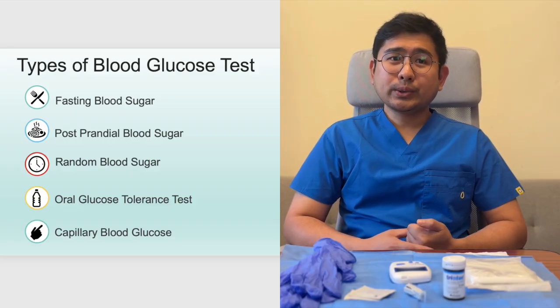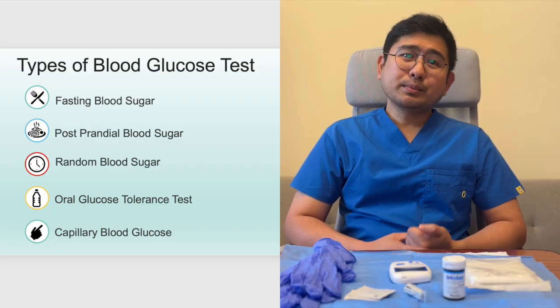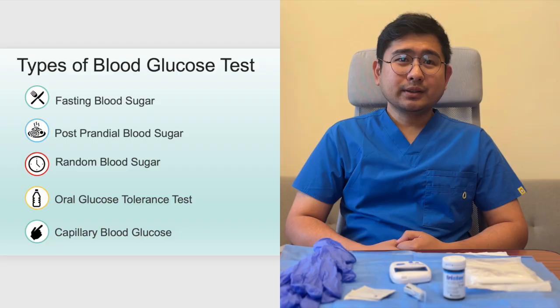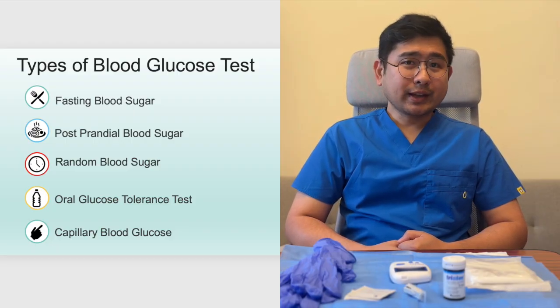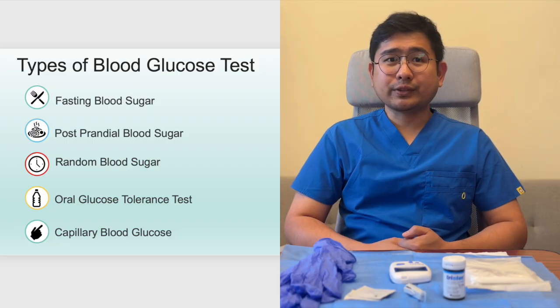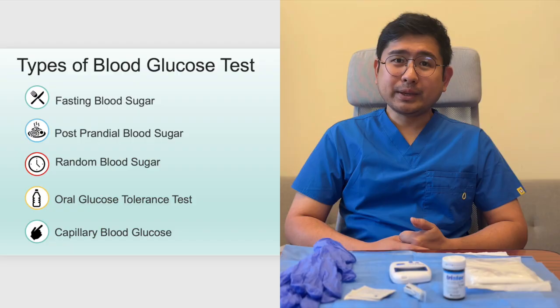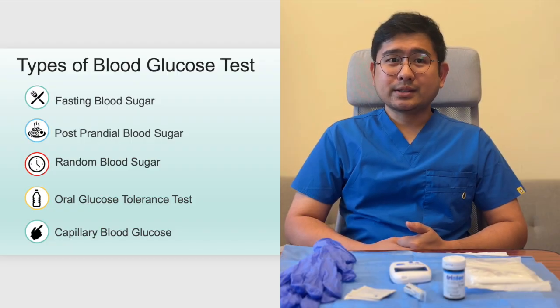Next is the oral glucose tolerance test. This is a multi-step test usually performed over a 2-hour period. After taking a glucose-rich drink, the patient's blood sugar levels are tested at specific intervals. It is a gold standard for diagnosing gestational diabetes and glucose intolerance.